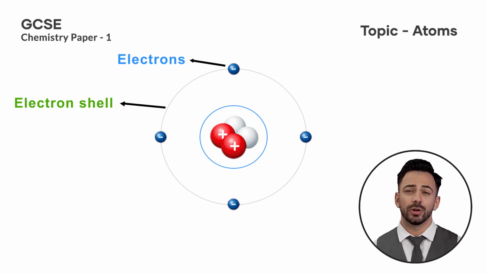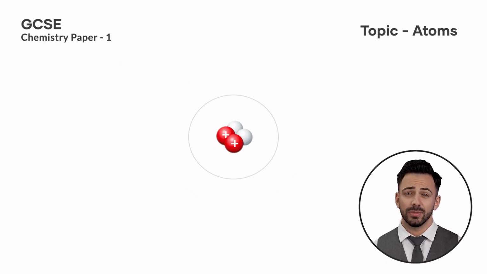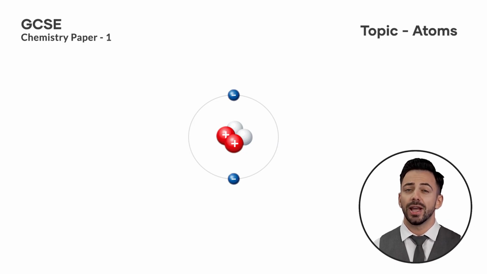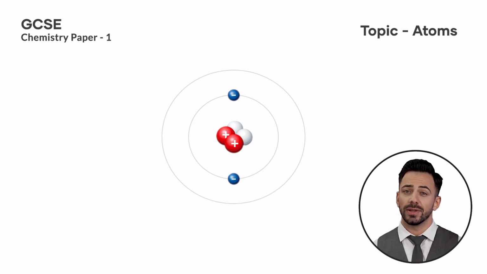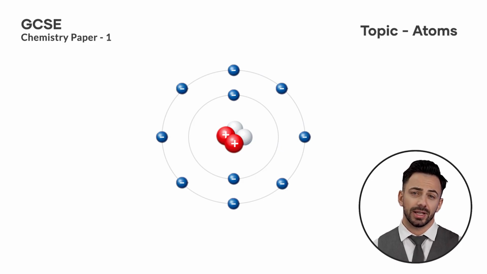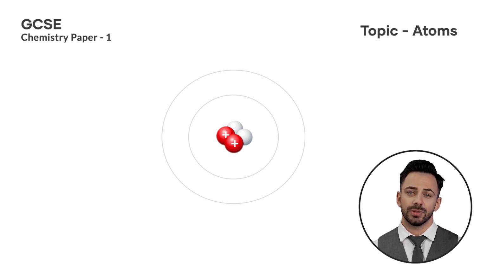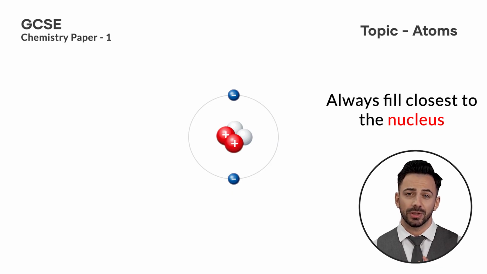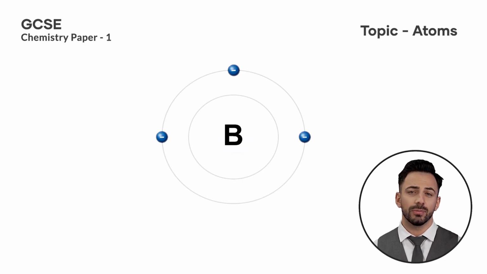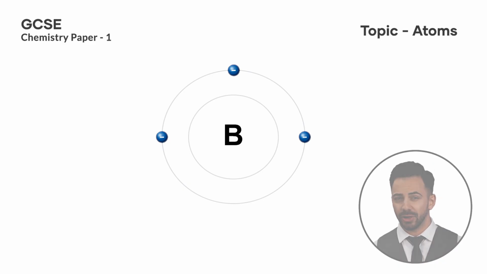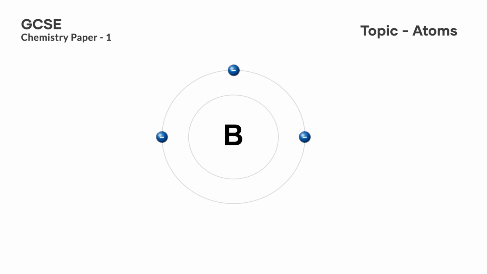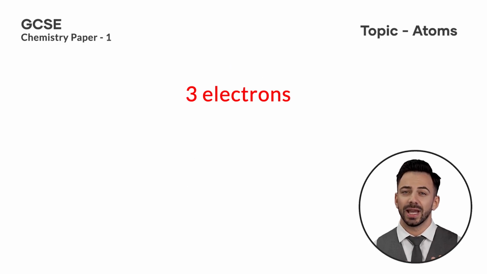These shells can only hold a certain number of electrons. How many electrons can the first shell hold? It can hold 2 electrons. How many can the second shell hold? It can hold 8 electrons. Electrons always fill the shells in order. So, which shell fills first? Electrons always fill the shell closest to the nucleus first. Let's look at an example. The element boron. You might ask, how many electrons are in boron's second shell? Boron has 3 electrons in its second shell.